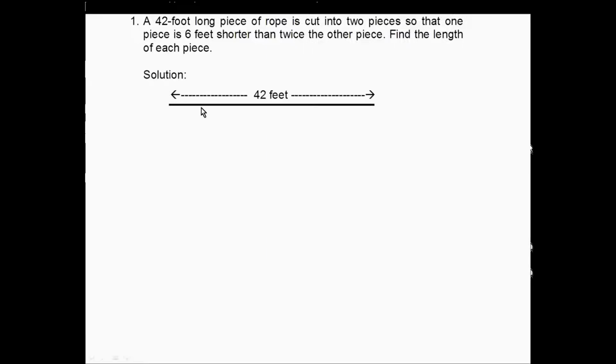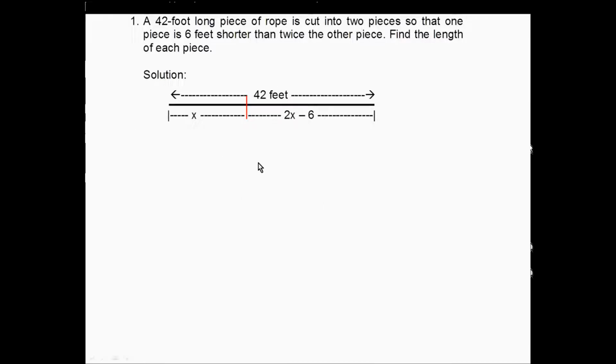There's my rope. It's 42 feet long. That's what it says. I cut it somewhere, so maybe I cut it right about there. The piece on the left is, I don't know, call it X. But according to the problem, the other piece is supposed to be 6 feet shorter than twice that. So I want 6 shorter than twice X: 2X minus 6.